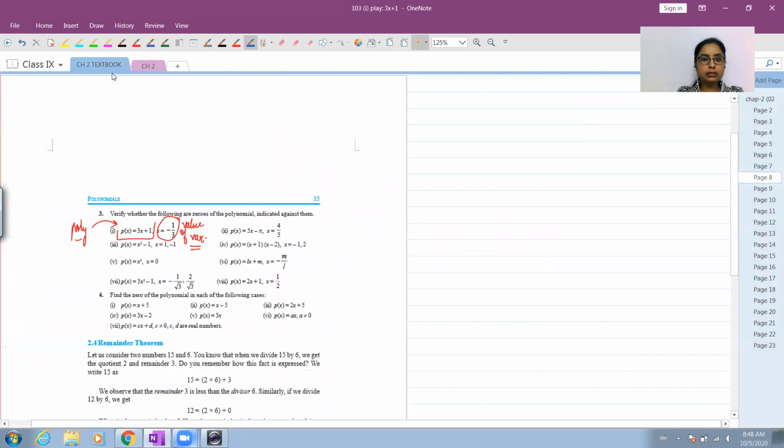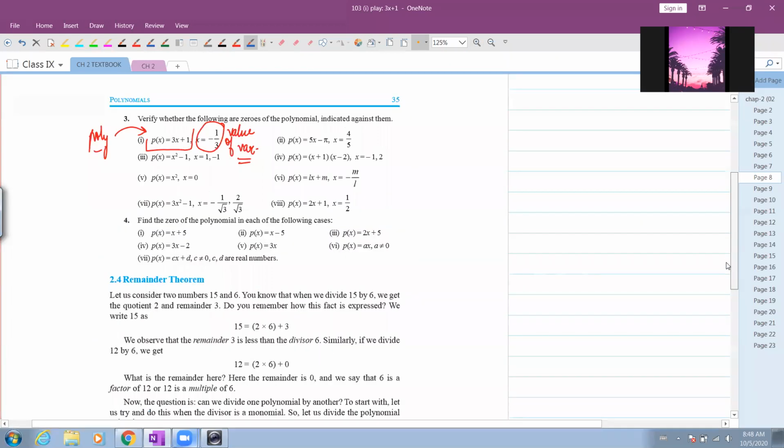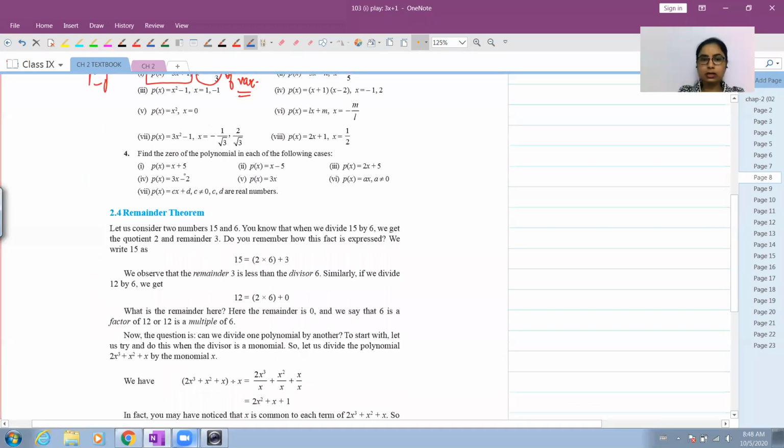Now we have the last question of the exercise. This is about how to find out the zeros of a polynomial. And as I mentioned earlier, this question only contains linear polynomials. So in your book, when you have to find the zero of a polynomial, you're only working with linear polynomials here. Tomorrow I will be discussing other polynomials. For now, we will be discussing only linear polynomials.